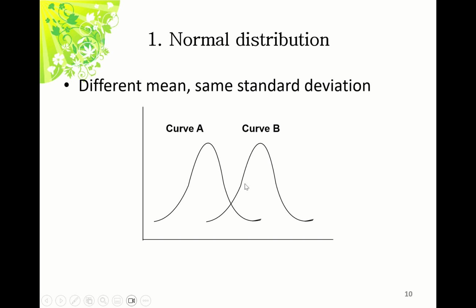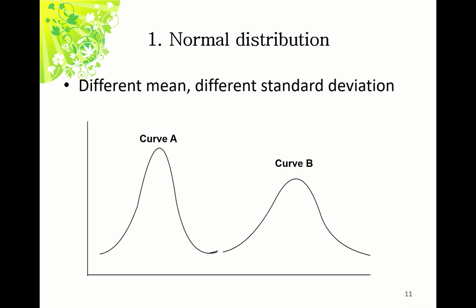In this one, everything is the same except curve A is on the left side and curve B on the right. This means that the mean is different. The shape is the same, meaning the same standard deviation. So for curve A, the mean is a bit to the left, which means it's lower. Curve B on the right side has a higher mean. Here, both the mean and standard deviation are different.